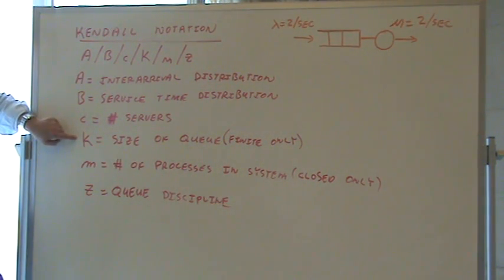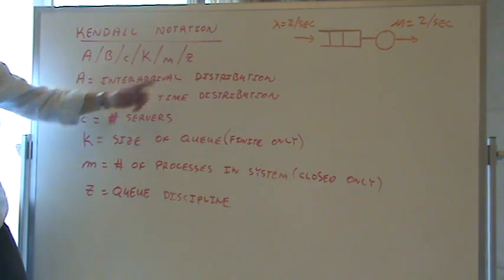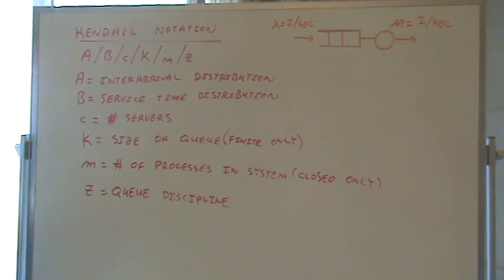The fourth symbol will be the size of the queue, if the queue is finite. We could have infinite queues or finite queues. If it's finite, we'll give the size of the queue. The fifth piece of notation will be the number of processes in the system. This would be if it's a closed system. And I'll draw a system in a second to show this notation. And the last symbol will be the queuing discipline, like whether it's first come, first serve.